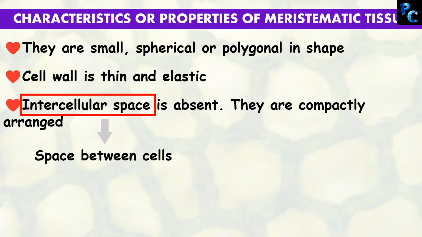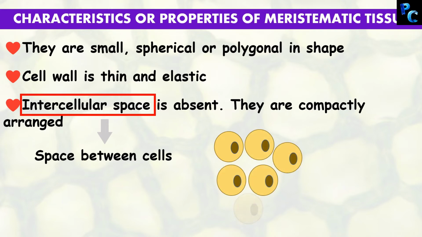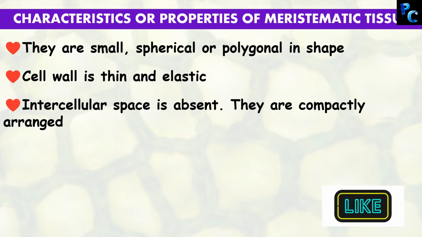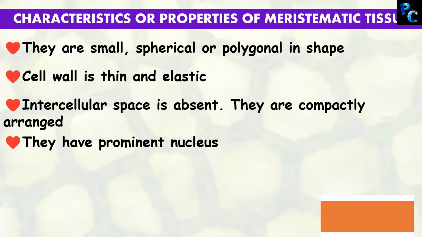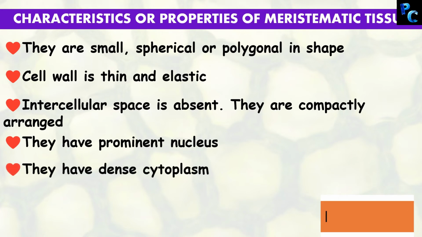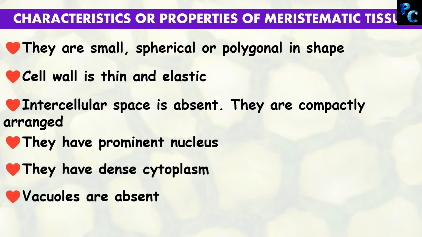If they are loosely arranged, there will be space between them. These are the cells which are loosely arranged. So can you see the space between them? This space is called intercellular space. So in meristematic tissue, intercellular space is absent. They are compactly arranged. They have a very prominent nucleus. They have dense cytoplasm. Vacuoles are absent.